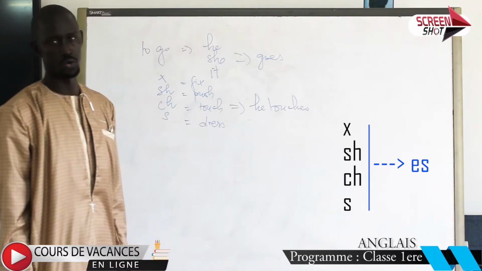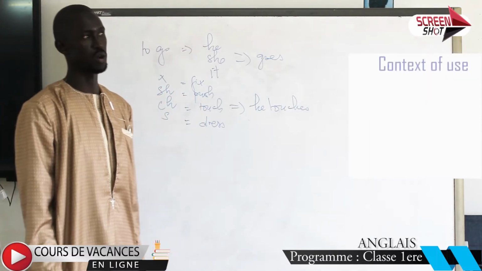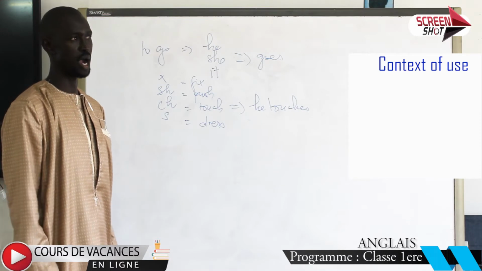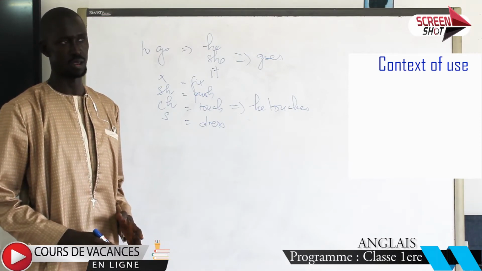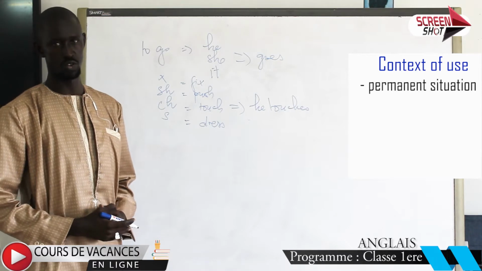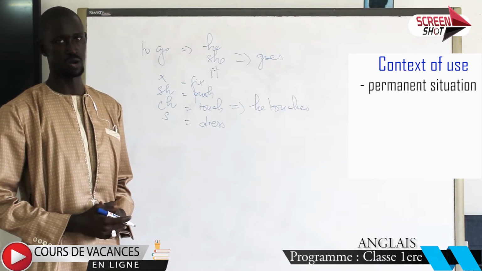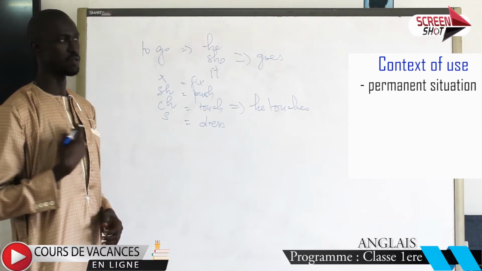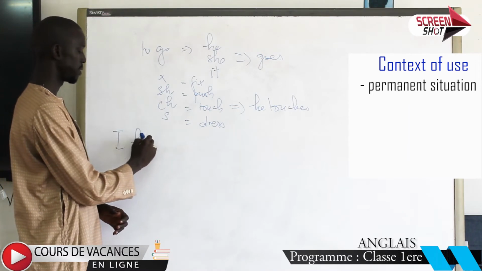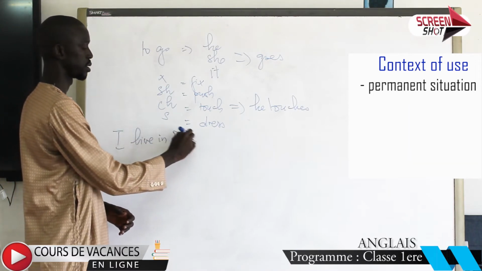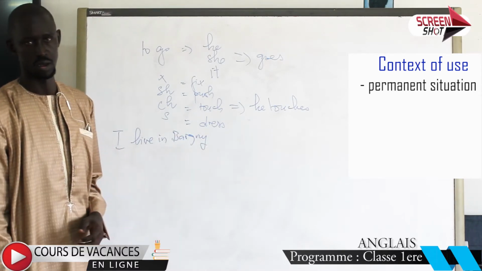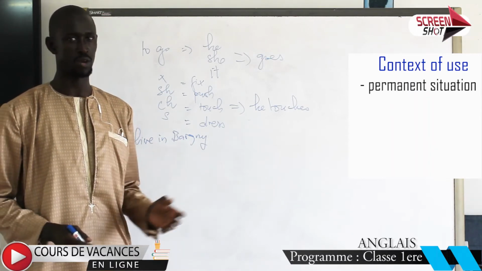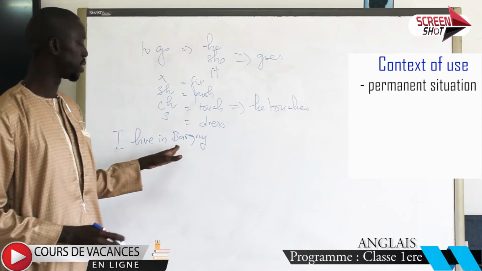And for the context of use for the present simple tense, it means when we have to use the present simple. We use the present simple tense for an action that happens in the present time. But most of the time, if we have a permanent situation, we use the present simple tense. An example of a permanent situation: I'm from Bargny, so what I have to say is, I live in Bargny. Here that is permanent, because in the future that may change. Maybe in the future I can live in Dakar or in Jurbel or something like that. So here that is what we call a permanent situation.